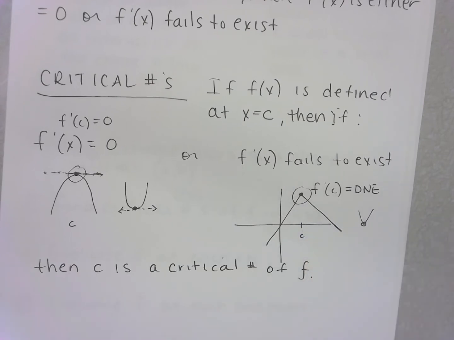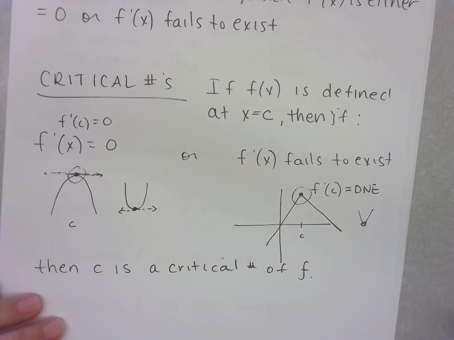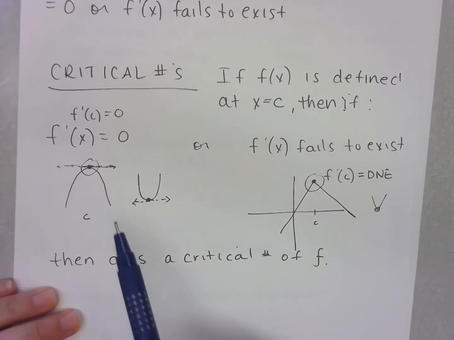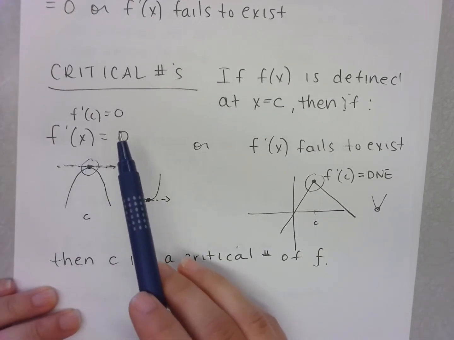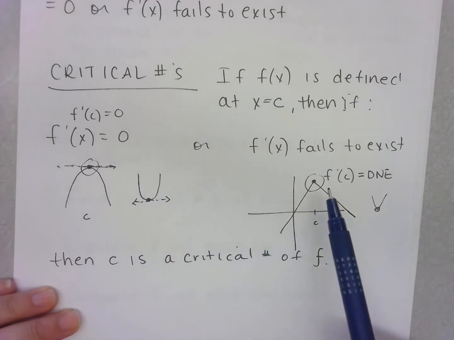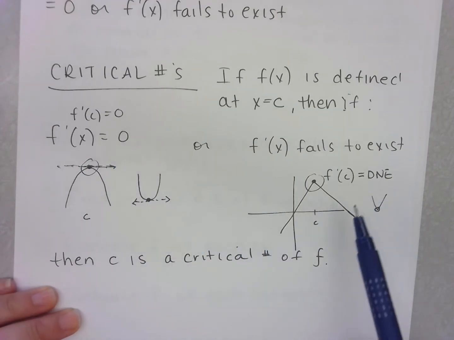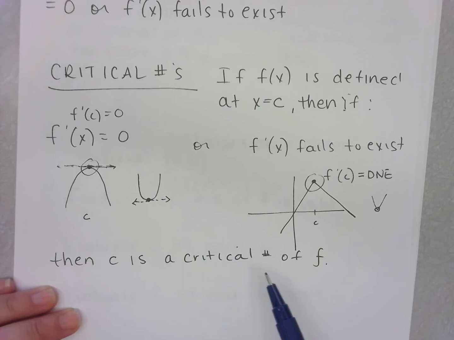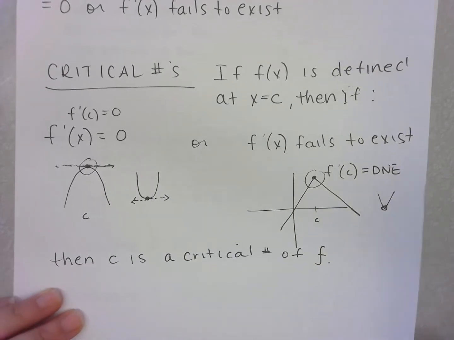So if I'm trying to find the highest and the lowest points on my graph, then I find where the first derivative is either equal to 0 or where it fails to exist, not that it's equal to anything. So any value c that makes that happen, if f prime of c is equal to 0 or if f prime of c fails to exist, then we call c a critical number of f.